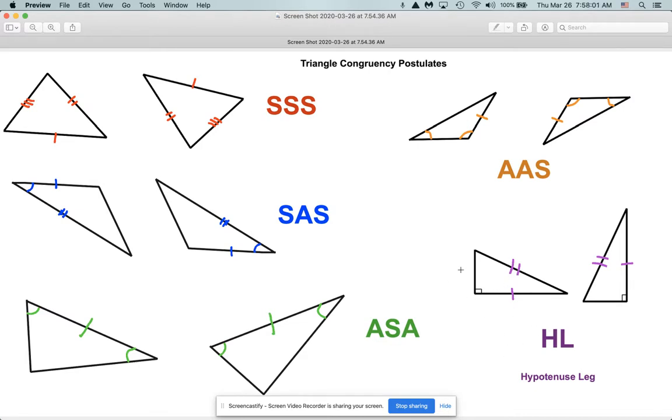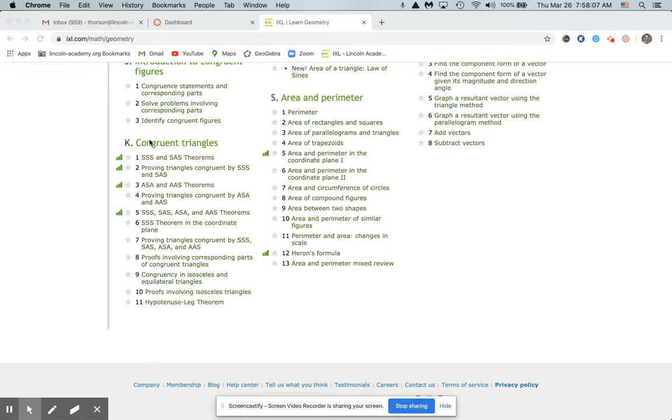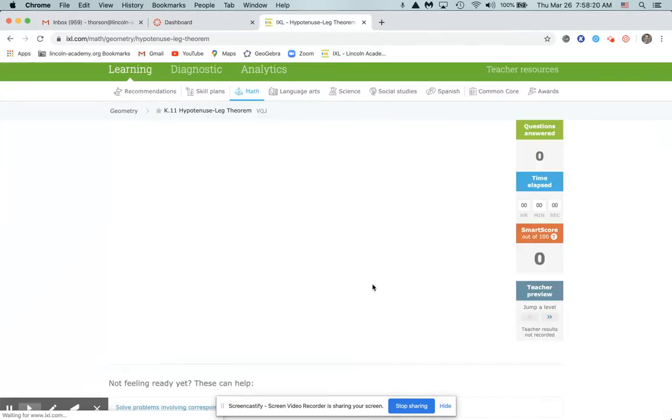So the homework that we're going to be doing today, and I'm going to go over some of the problems with you. I want you to do IXL in geometry, section K. I want you to do 11, hypotenuse leg theorem. Now, what's nice about it is it's not going to require you to actually do any proofs.